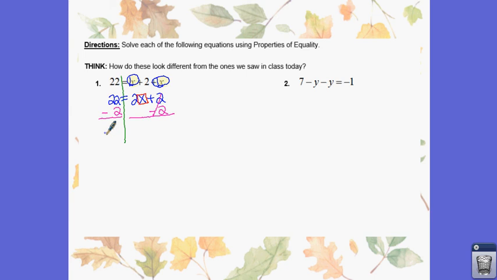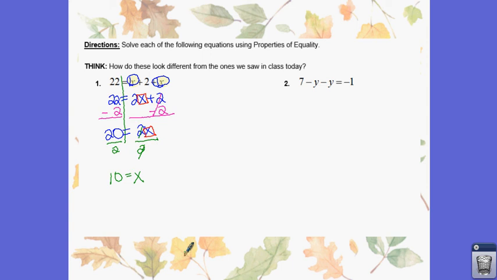I have a new equivalent equation, 20 is equal to 2x. We still want to isolate this x. To isolate x, I must divide, or use the division property of equality, to get 1x on one side and 10. So 10 is x.